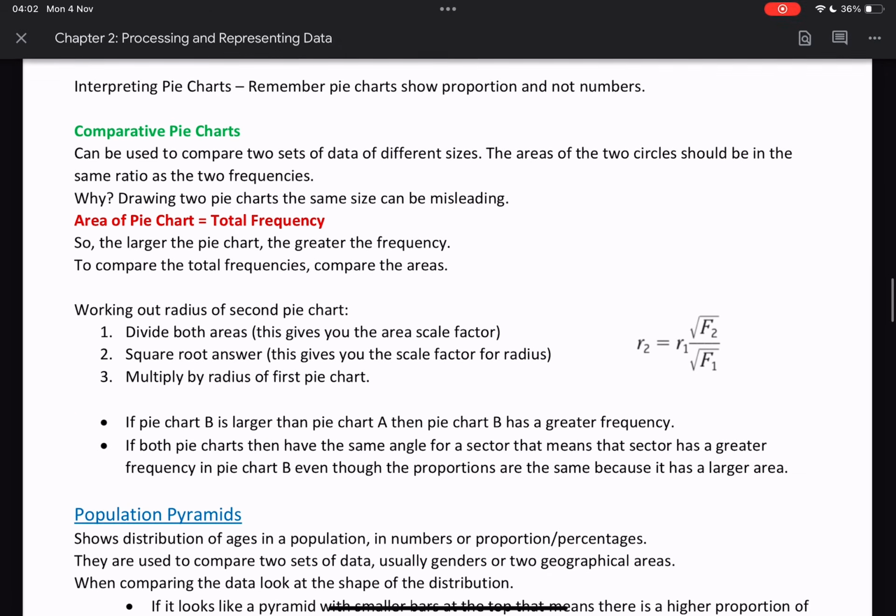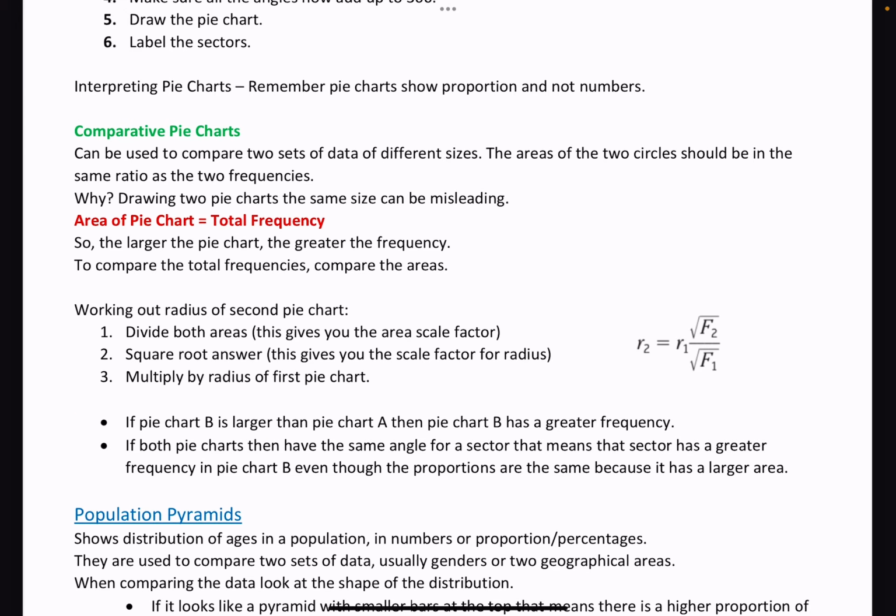Comparative bar charts. Oh my God. You see, it's 4 a.m. I can't even speak properly.